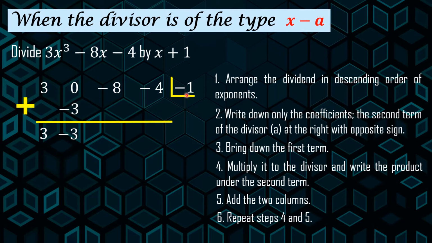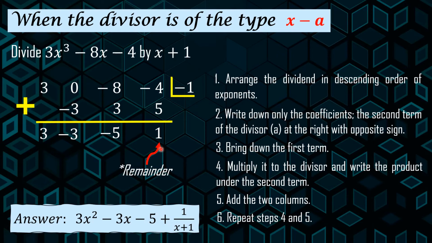Negative 3 times negative 1 is positive 3. And then, negative 8 plus 3 is negative 5. Repeat. Negative 5 times negative 1 is positive 5. And then, negative 4 plus 5 is 1. And 1 here is our remainder.